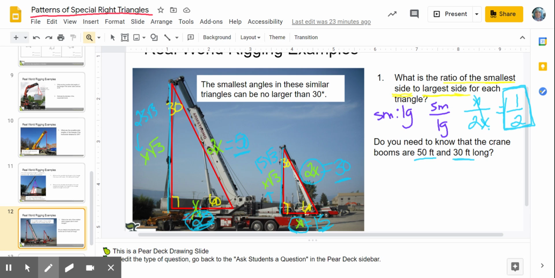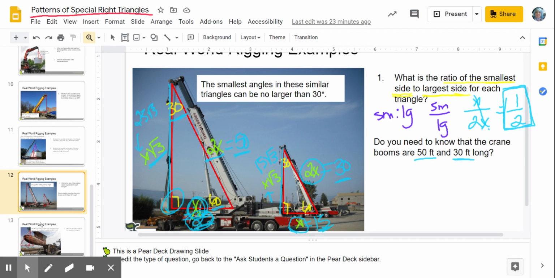And you can definitely put those in the calculator and find the decimals, but I don't know that we need to do that right now. But those are the patterns. Again, across from the 30 is the x, across from the 60 is the x on the square root of 3, and across from the right angle is the 2x. Everybody got that slide?